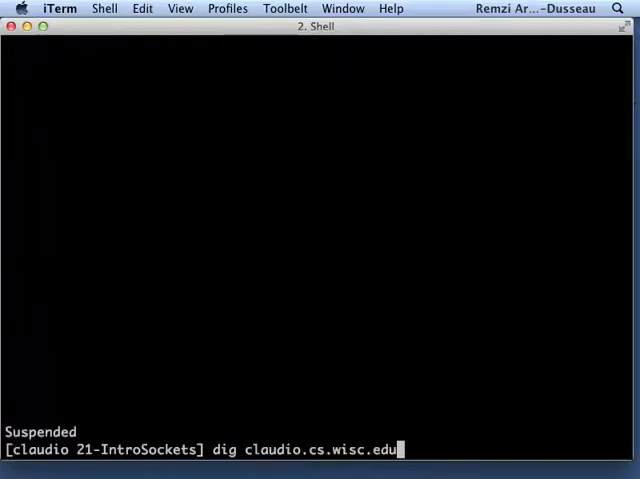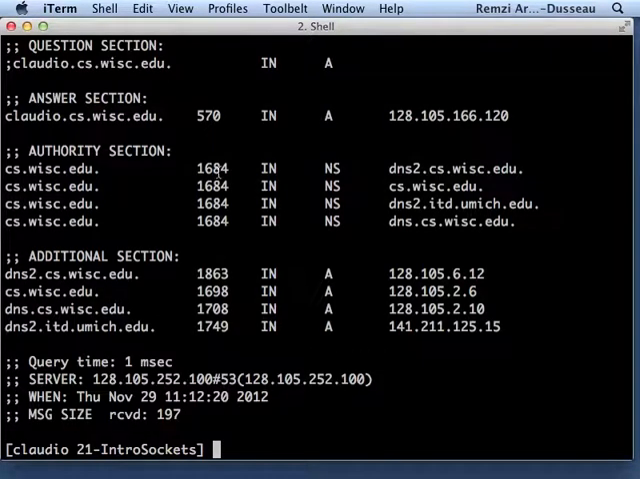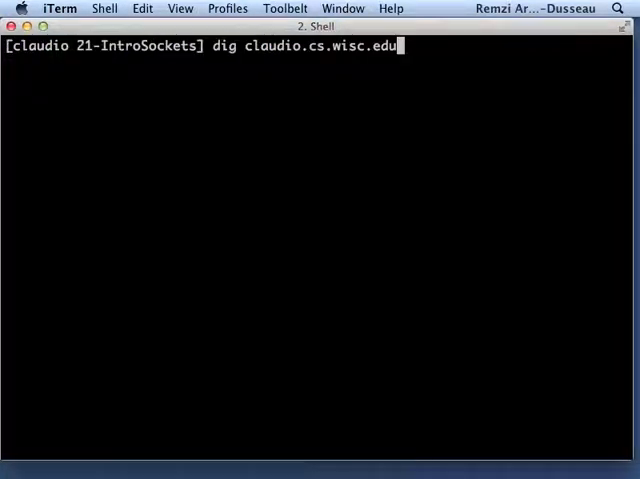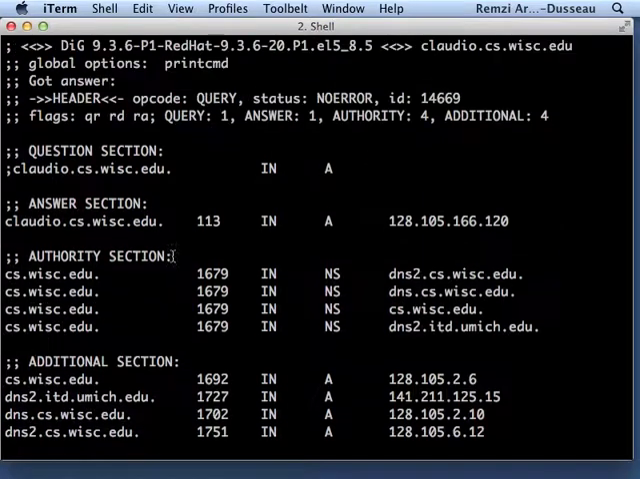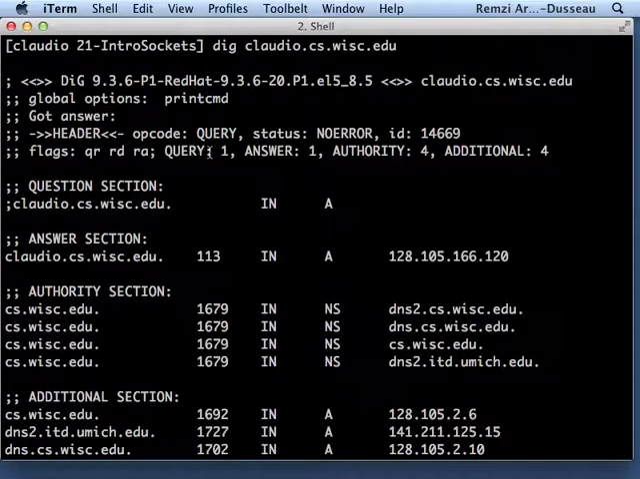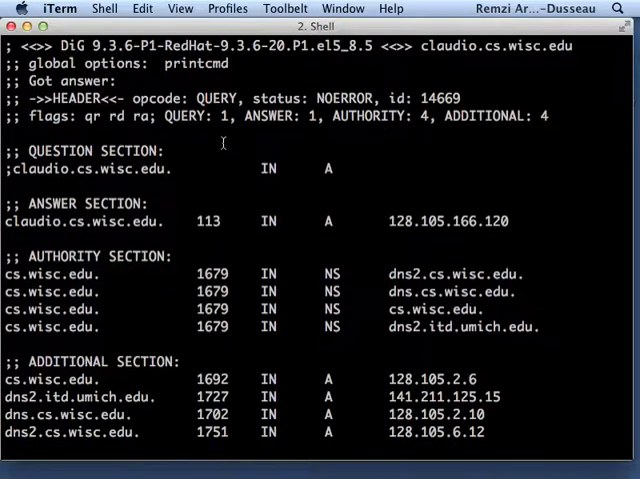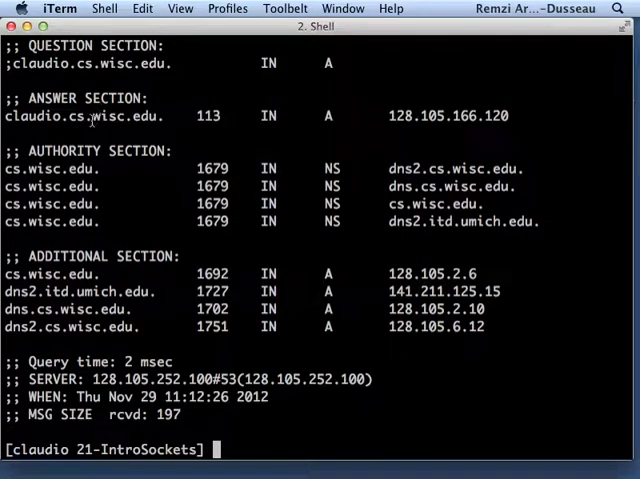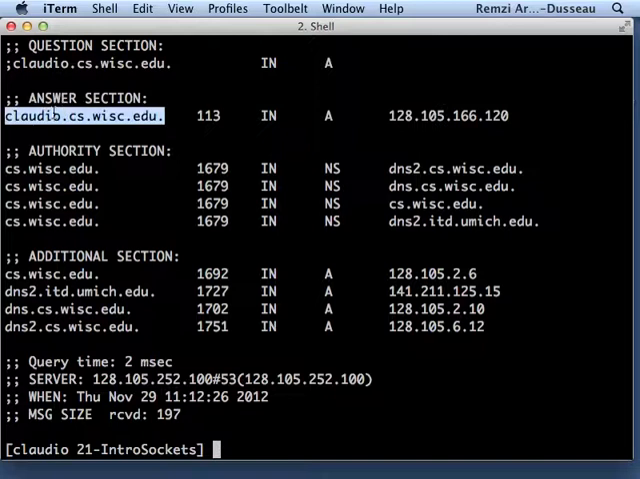So let's do, if you type dig and then some host name, which is what I just did, you get a bunch of information back, which is basically querying the DNS service about this mapping. You can see that here I got this IP address back for this host name, and it tells you a bunch of other things about how DNS is doing this lookup, which servers are being contacted in order to get this information.